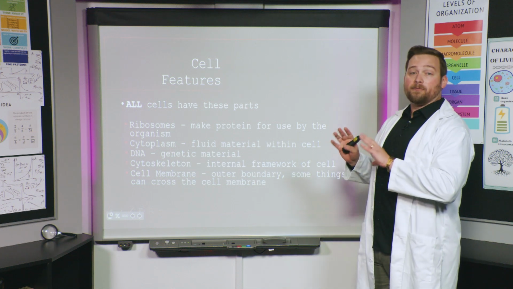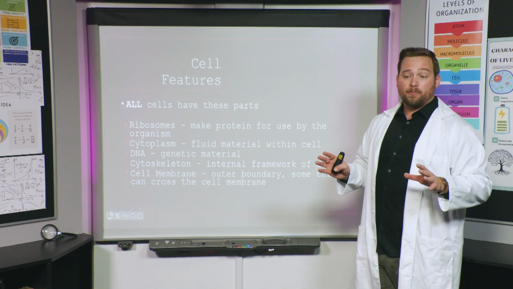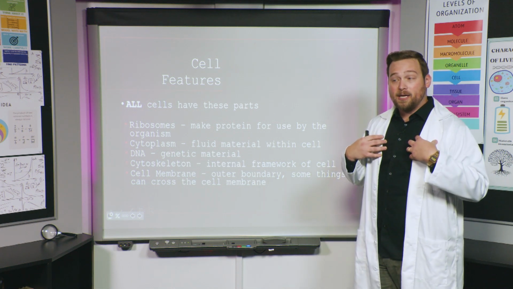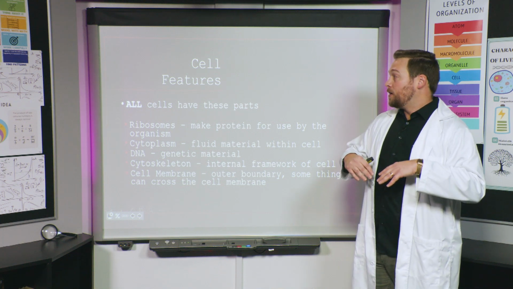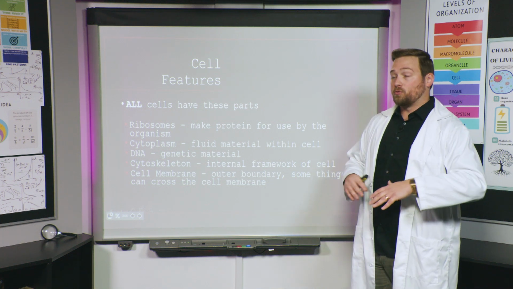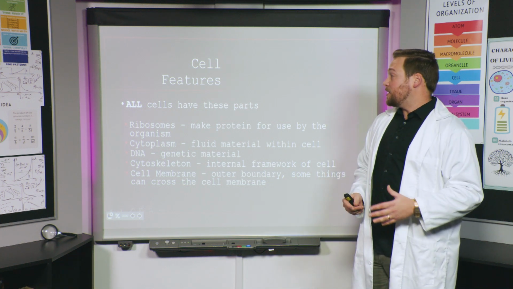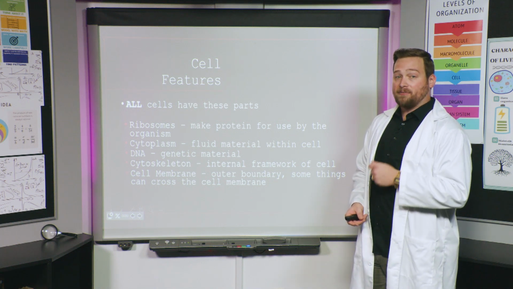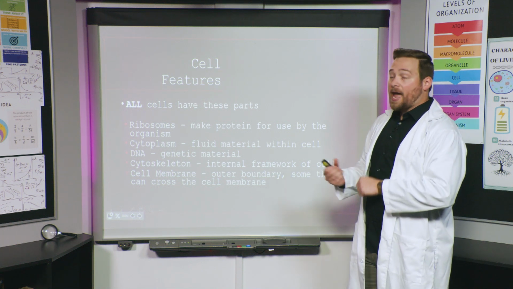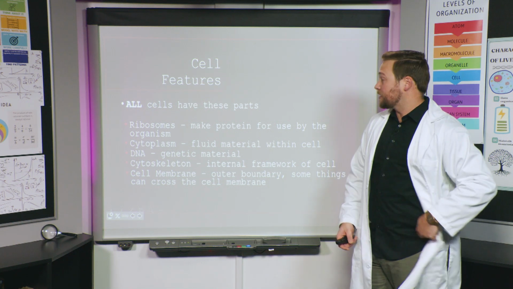These are cell features. There's a lot of different types of cells in your body, and a lot of different types of cells that make up different organisms. Regardless of what type of cell it is, these are a couple of things that all cells have in common. I'm going to introduce them now and get into a little bit more detail on the next couple of slides.